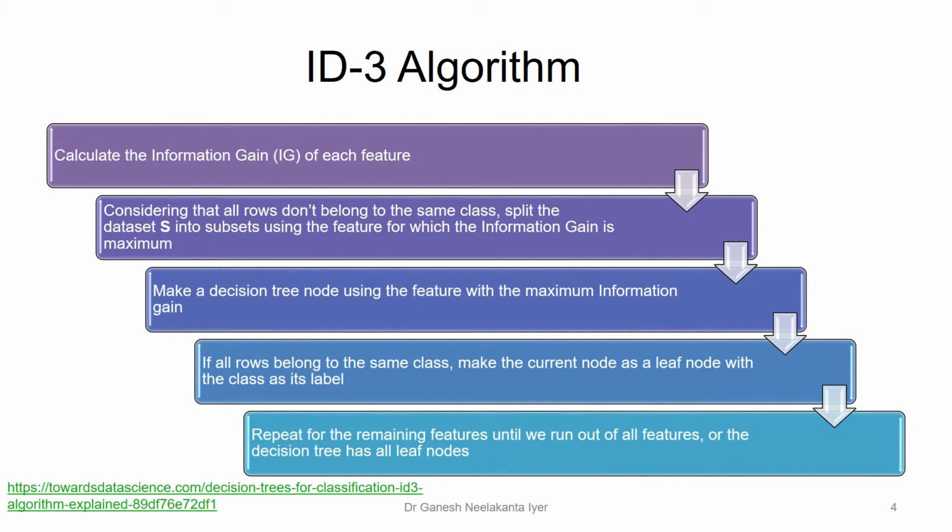A high-level explanation of the ID3 algorithm is here. We calculate information gain for each feature. Considering that all rows don't belong to the same class, split the dataset into subnodes using the feature for which information gain is maximum. Then make a decision tree node using the feature with the maximum information gain. If all rows belong to the same class, make the current node a leaf node with the class as its label. Repeat for the remaining features until we run out of features or the decision tree has all leaf nodes.